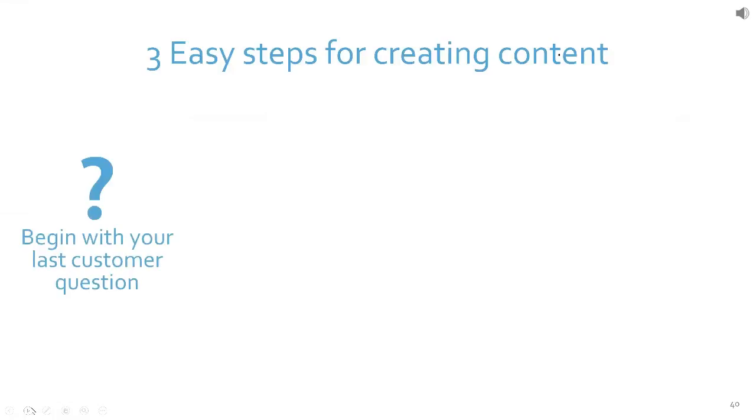In the beginning of the presentation, I said that email content boils down to a picture, a paragraph, and a call to action. You can use this as a really basic outline to create content for any subject that you can think of. Take the last question you answered for a customer and develop an email around it using a picture, a paragraph, and a call to action.